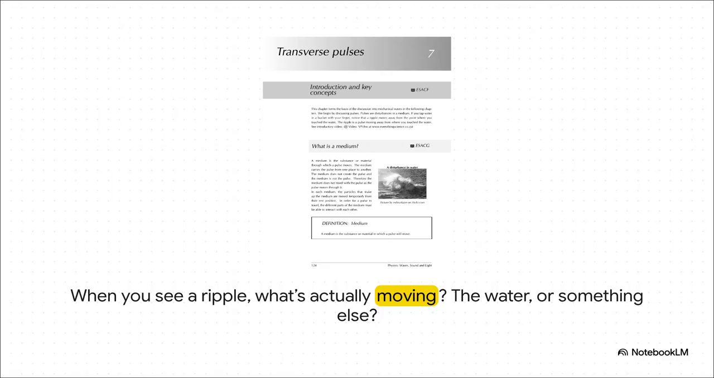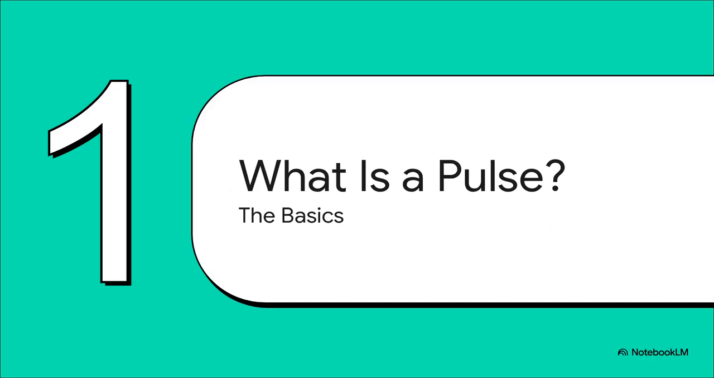So, check this out. You see a ripple moving across the water, but think about it. Is the water itself actually traveling from one side of the pond to the other? Or is it something else entirely? That's the big question we're tackling today. And to get our answer, we have to start with the absolute basics. So, first things first, what in the world is a pulse?